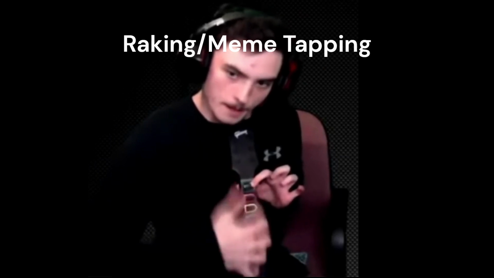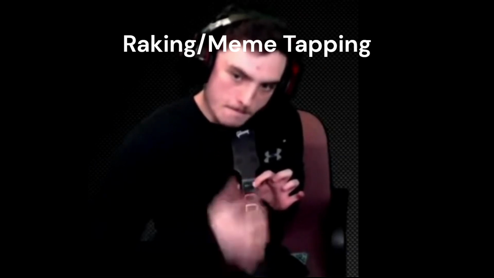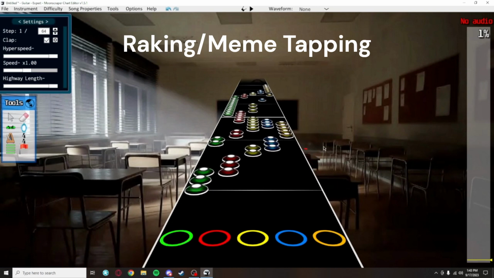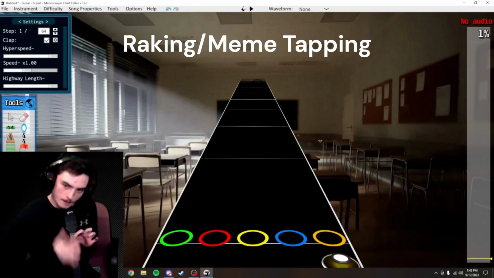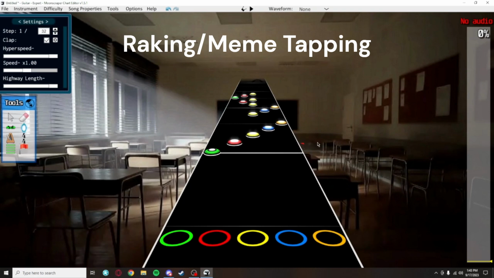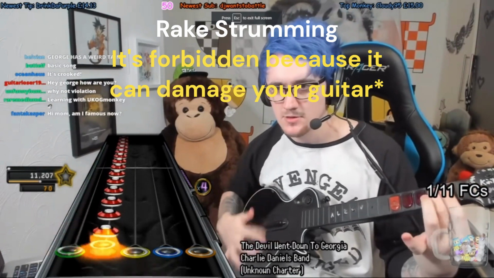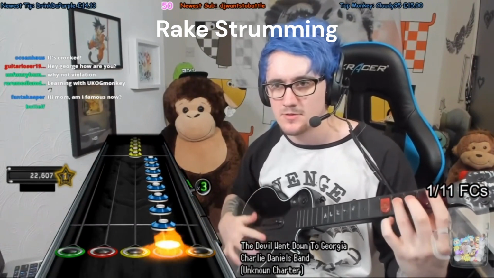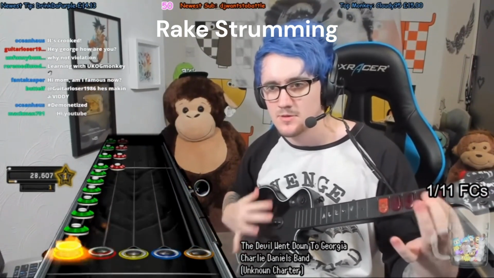Meme tapping is where you mash every fret on the guitar to cheese anything. So let's do something like this. This is dumb. This is like impossible to play, right? But if you do this as you play, then you have a chance of just randomly doing it right, and then it works, right? So that's meme tapping, although it is used legitimately. Rake strumming is considered a forbidden technique where the player will abuse the fact that some guitars will strum 2 times or even 3 times if you hit it really hard.